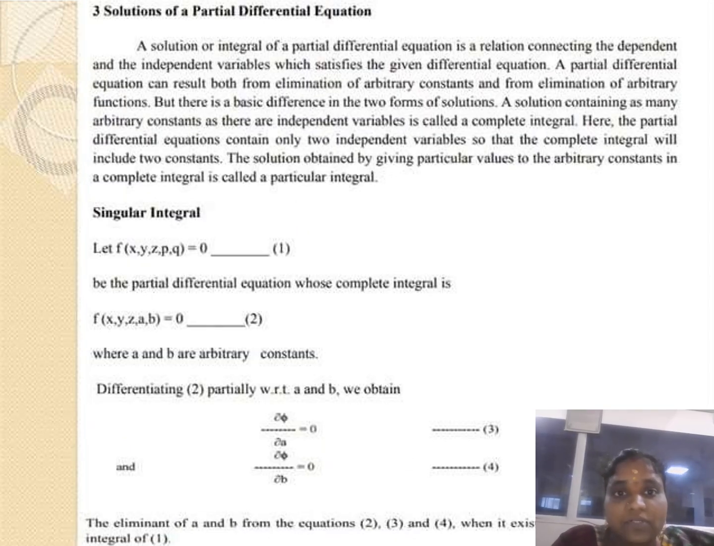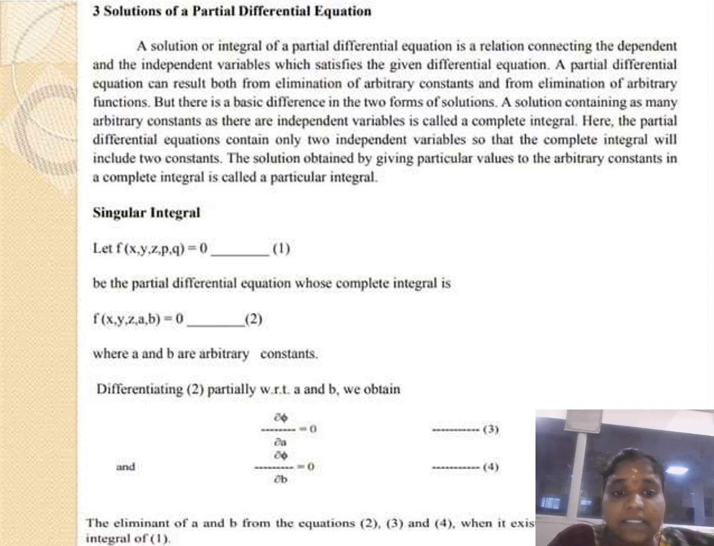The next one is the solutions of partial differential equations. Here we have the singular integral, complete integral, and general integral; we have many solutions. Here we take the first equation as F of x comma y comma z comma p comma q equivalent to 0.